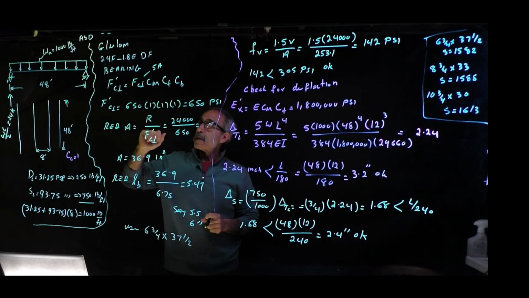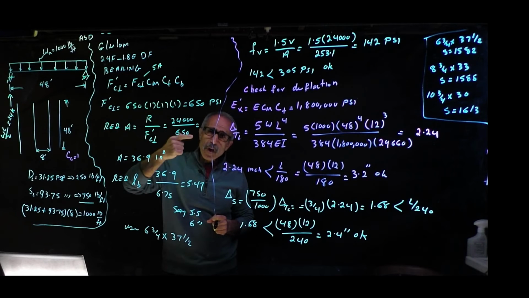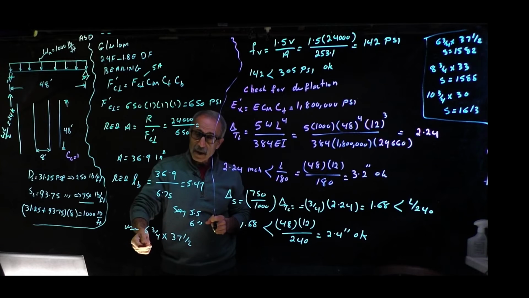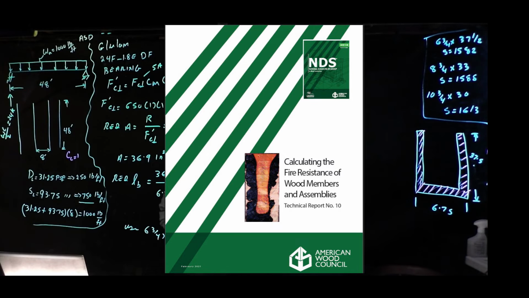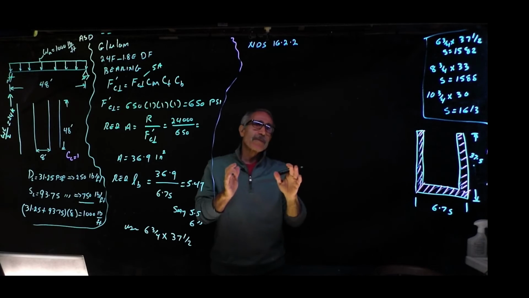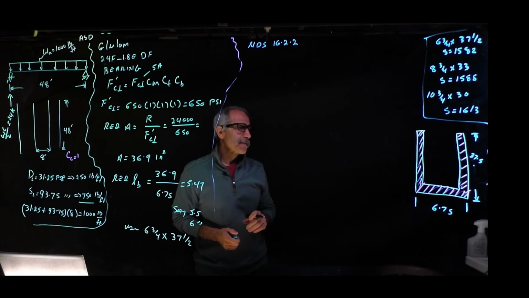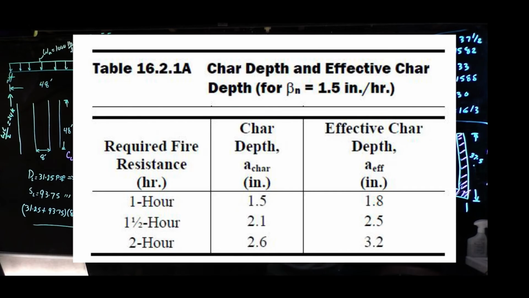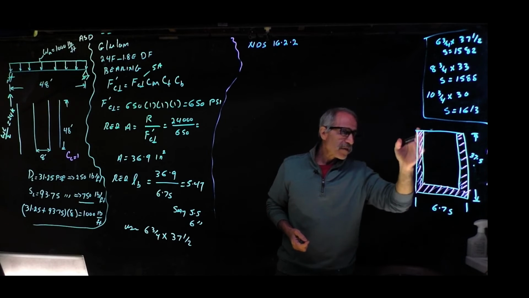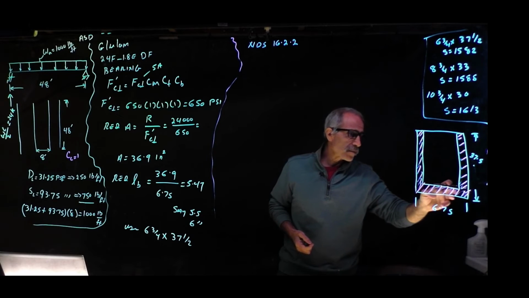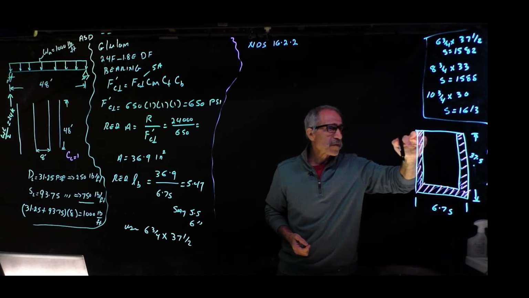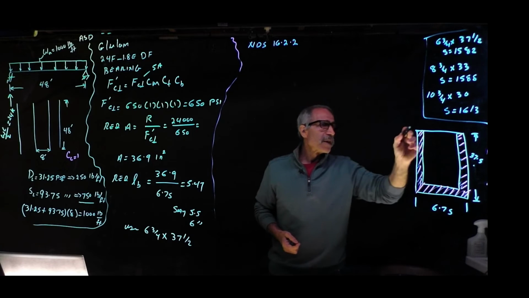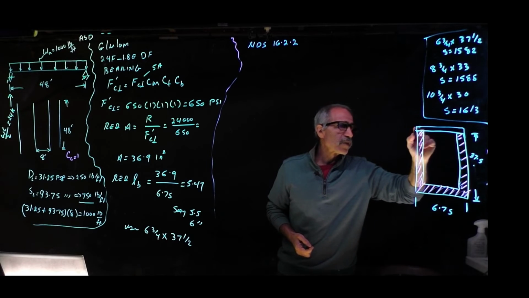Wait a minute. The question says, what about a 1 hour rating, 2 hour fire rating? So let's check to see if this is going to make it. And I'm going to erase this. We go to NDS section 16.2.2. It's a good chapter, you should read that. It says for 1 hour rating, when a fire happens, we're going to have this situation. This is the beam, basically. It's going to burn from the outside, the bottom and the sides inside the room, and the top doesn't burn because there's a floor on top of it. So it's protected from here. So that's not going to burn.